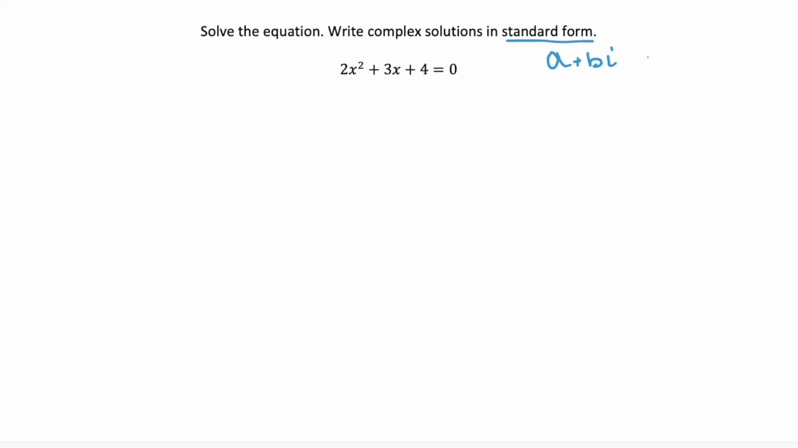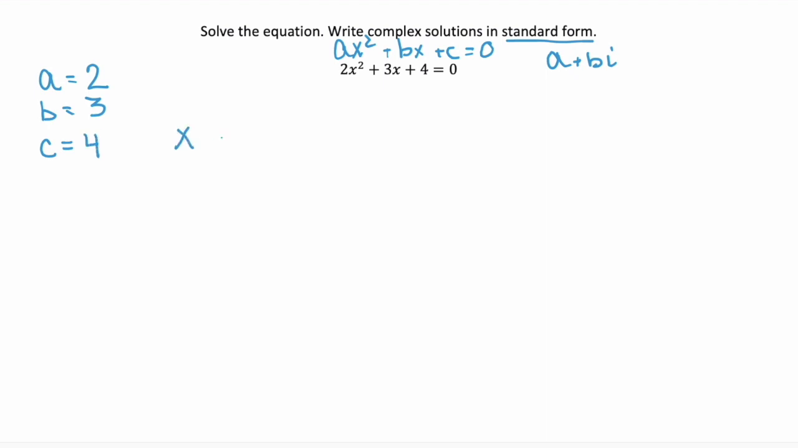Now, how do we use the quadratic formula? First step is to identify your a, b, and c values. Remember that a quadratic always follows the format ax squared plus bx plus c equals 0 when it's in its standard form. And that's the form we need it in to use the quadratic formula. So here our a value is 2, our b is 3, and our c is 4.